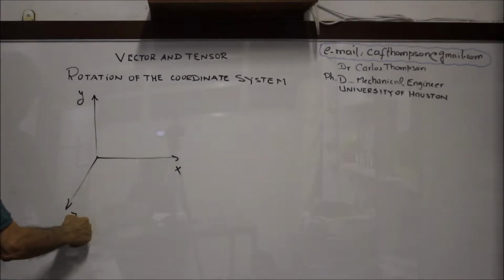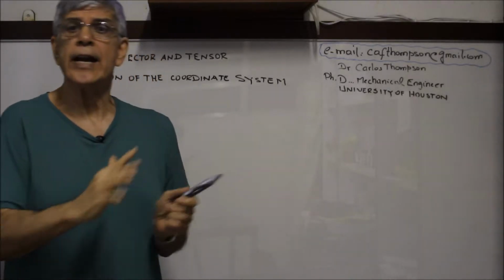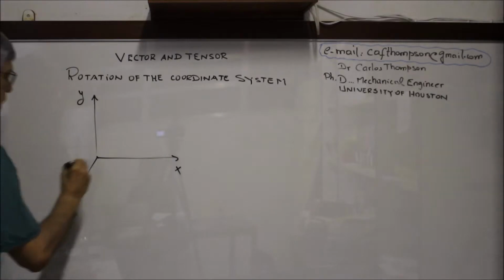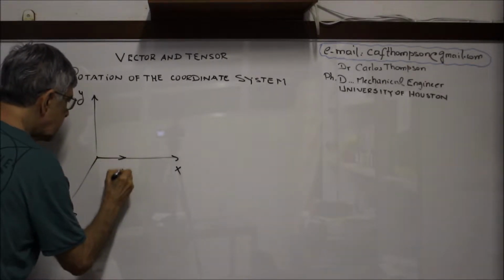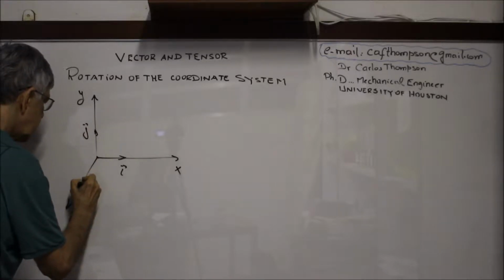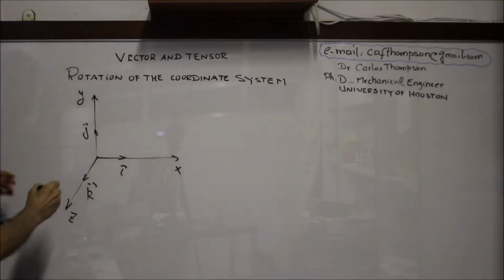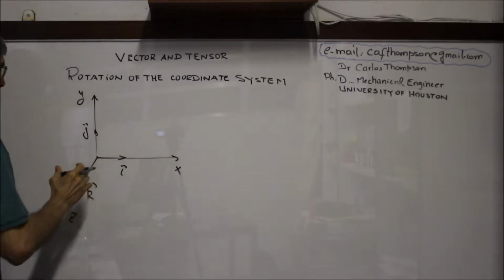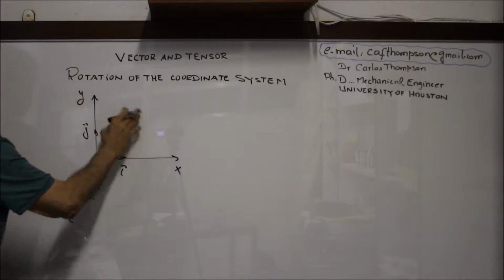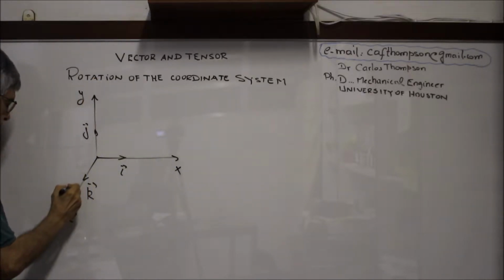the axis z. You just use the right hand rule. Now rotate and then you have z. This is i, j, and k. Consider that we rotate the plane xy now around z.